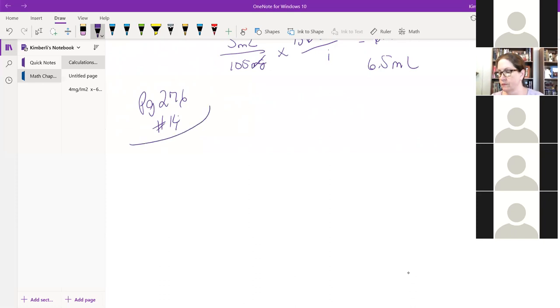Well, real quick, Professor Lopez. Yes. On number 13, that's the one I was working on. I'm just concerned about the one question: how many tablets would be given orally for this dose? Does it want us to give the answer for both the 5 milligram and 10 milligram?